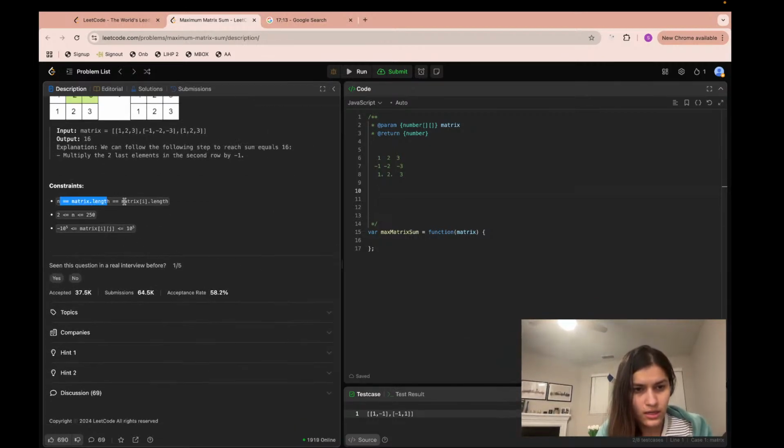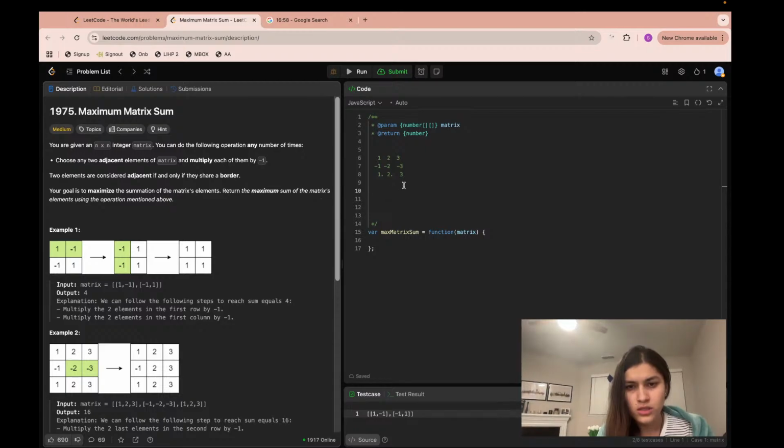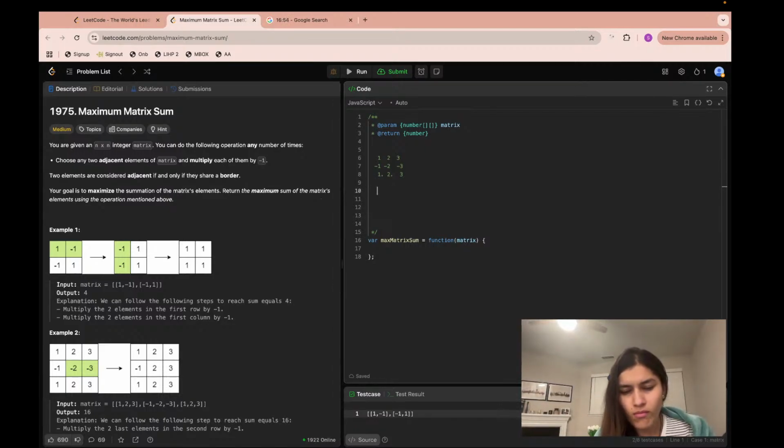So n is equal to matrix.length, which is equal to matrix[i].length. It is a square matrix and n can be from 2 to 250, so it can be 2 by 2 or up to 250. Elements can be negative and positive both. So what can I do to maximize the sum?